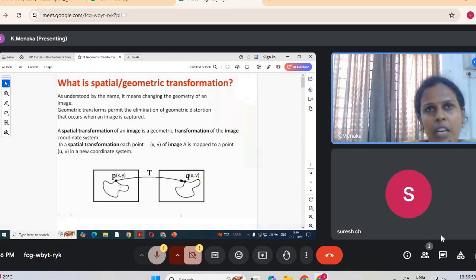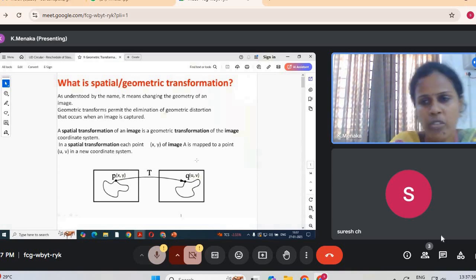For example, if we are capturing the image and the wind is there, automatically there will be movement in the leaves. So the actual location has moved to some other location. That is called the spatial transformation. In the spatial transformation, each point x comma y of an image A is mapped to the point u comma v in a new coordinate system. So this is the actual location and this is the transformed location.